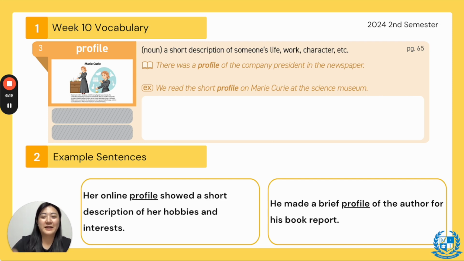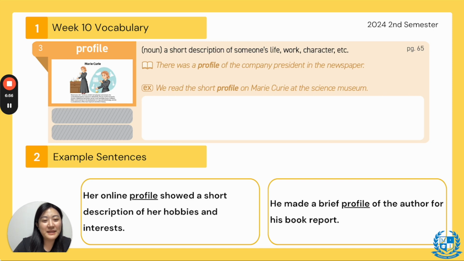Example, let's read together. 1, 2, 3. We read the short profile on Marie Curie at the Science Museum. So yes, this person here. Let's look down at the example sentences. It says her online profile showed a short description of her hobbies and interests. A lot of people do have online profiles. In order to get a job later in America, they put up information about themselves and a little short description about where they worked. It's kind of like a resume online.